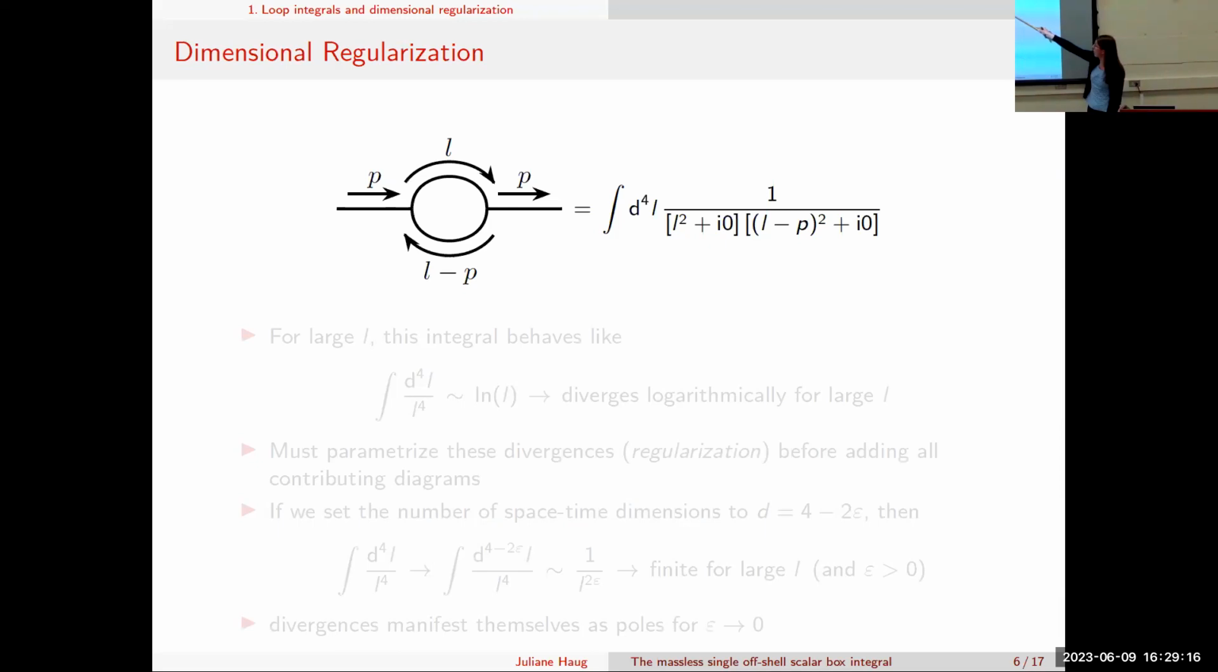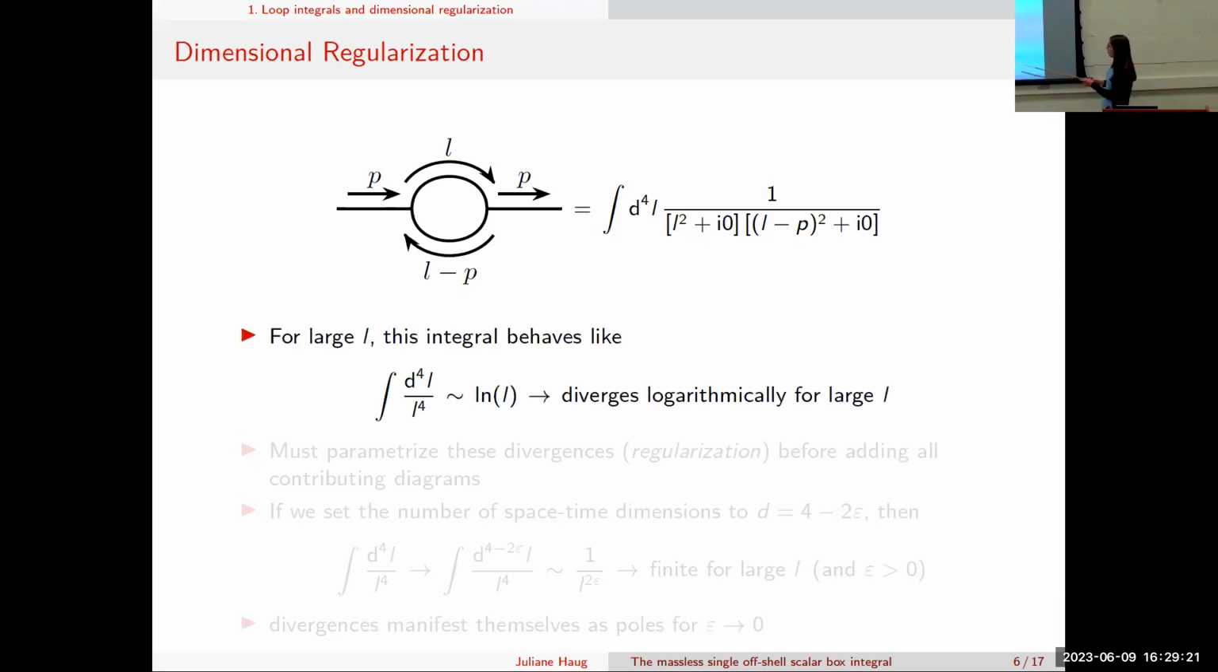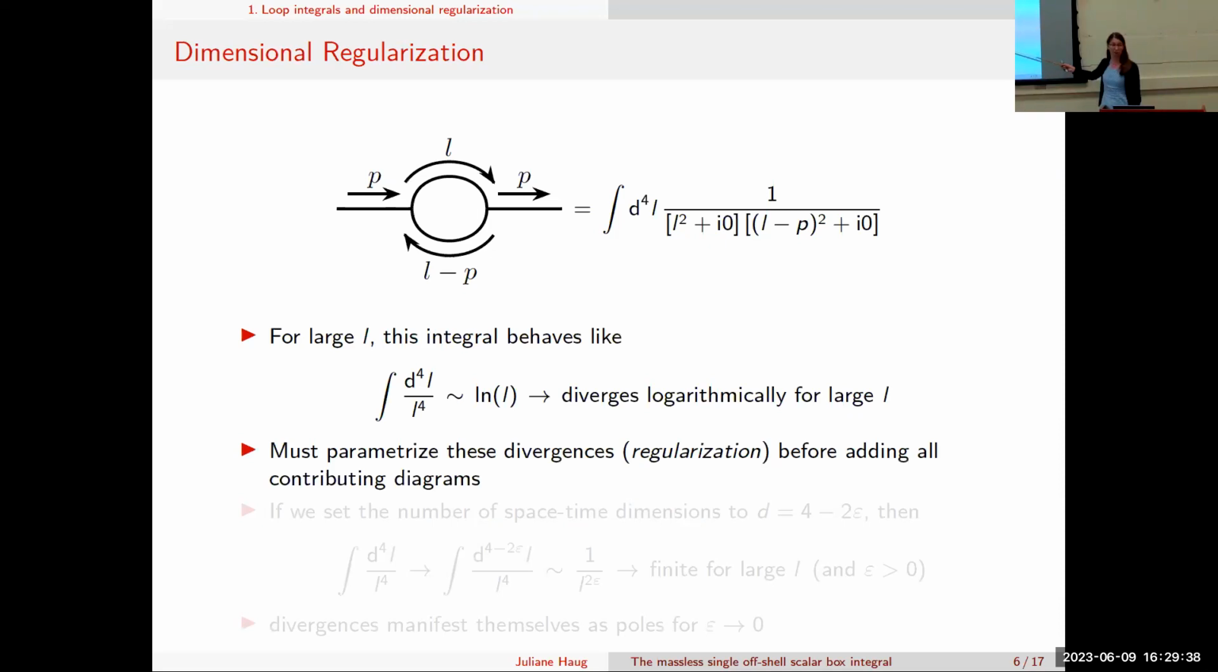This bubble integral here with two propagators looks like this. And for very large loop momenta, it would behave like this here, which gives a logarithm once integrated. So it diverges logarithmically for large loop momenta going to infinity. This is a problem. We can't compare infinity to infinity. So we must parameterize this divergence, which is known as regularization. And then we will have parameterized the divergences. We can add all the contributing diagrams, and we know how the infinities add up.